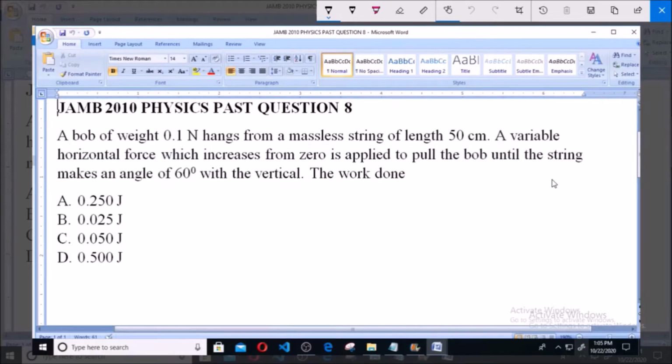The work done is A. 0.250 joules, B. 0.025 joules, C. 0.050 joules, D. 0.500 joules. So this question is quite long, but compared to the length of the question, the solution is quite simple. Okay, and basically you are asked to calculate the work done.